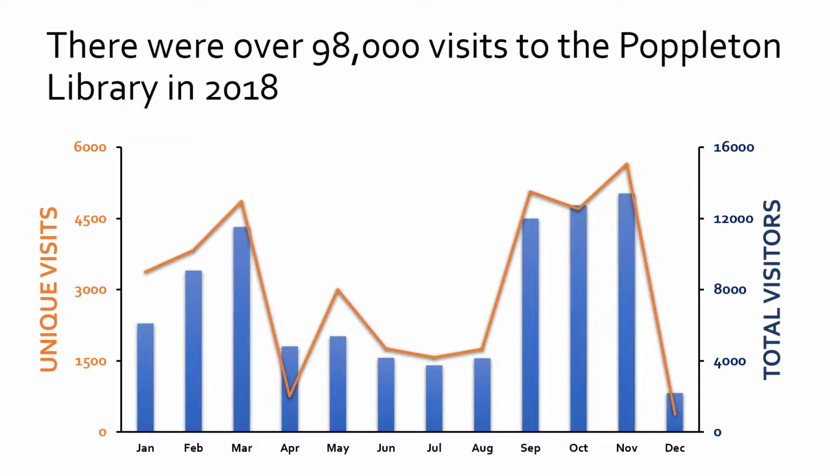Here, I've made use of colour to really accentuate which axes links to which data series. I've made the titles bigger and bolder, abbreviated the months and made the font bigger to really clarify this for projection. I've also removed the title and instead replaced it with a real key point that the graph is trying to demonstrate. There were over 98,000 visits to the Poppleton Library in 2018.